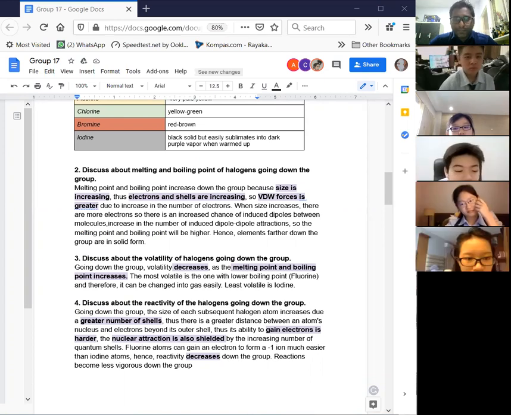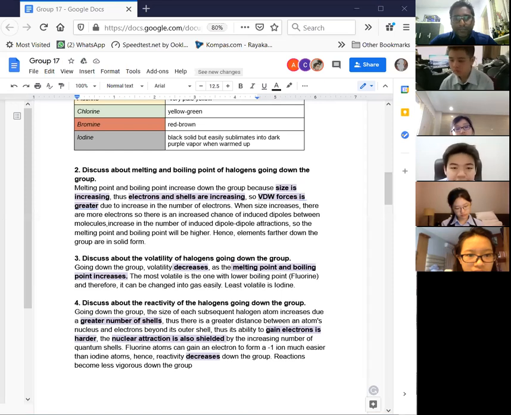Volatility of halogens going down the group will decrease. This is because the melting point and boiling point increases. Furthermore, the most volatile halogen is the one with the lower boiling point, aka fluorine, and therefore it can be changed into gas easily. The least volatile would be iodine.